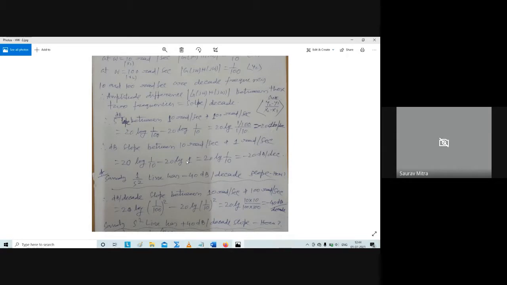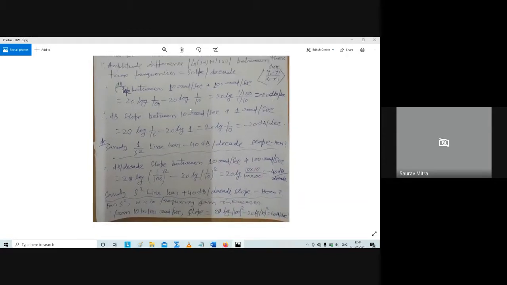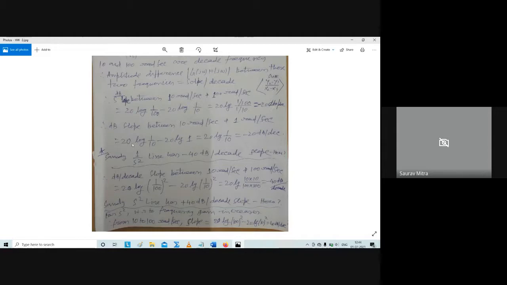Now somebody wants to find the slope between 10 radian per second and 1 radian per second. Again, the same thing I told you. It is 20 log 1 by 10 minus 20 log 1. Again, the same thing, 20 log 0.1, minus 20 dB per decade.